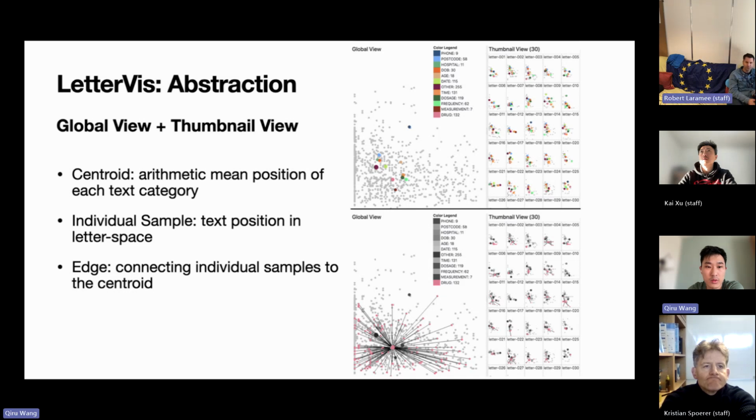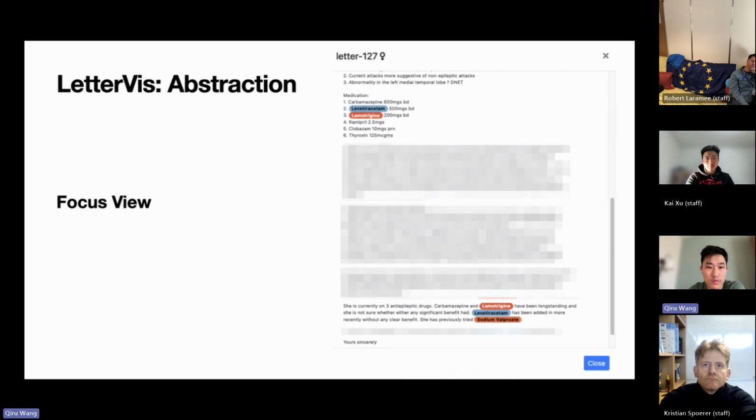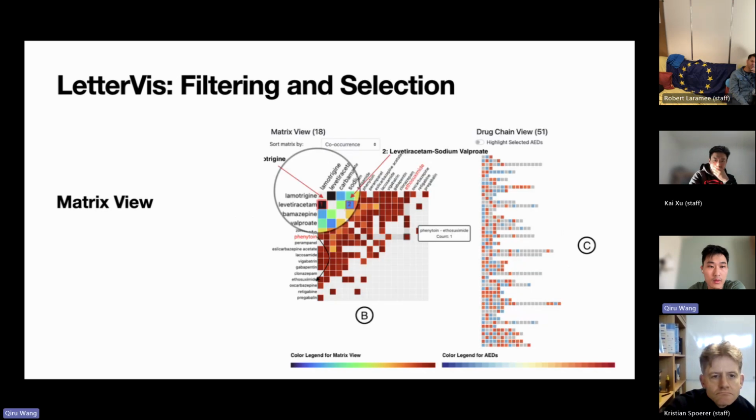LetterVis provides abstractions of unstructured clinical letters. There are 3 visual elements to facilitate data exploration. The global view provides an overview of all letters by visually summarizing key textual data. It enables focus plus context rendering through an element called centroids, which is the mean position of each text category. And the thumbnail view represents individual letters and provides the entrance to the corresponding focus view. So the focus view shows individual letters with individual samples being highlighted.